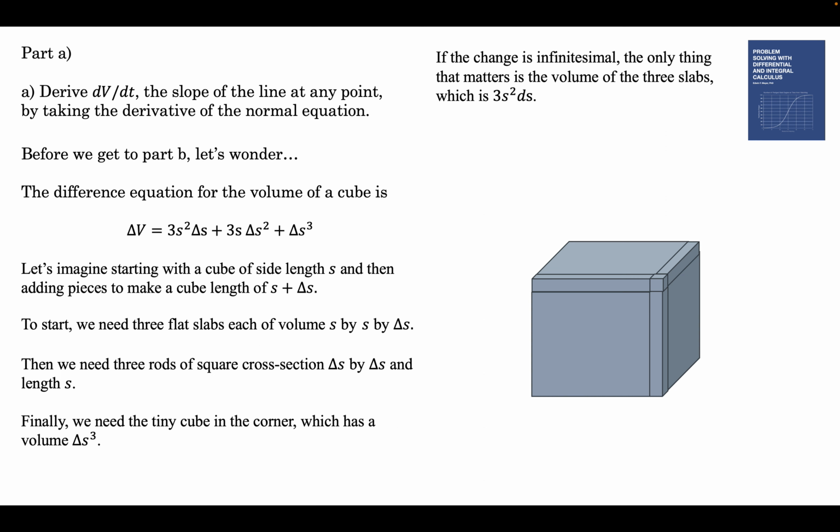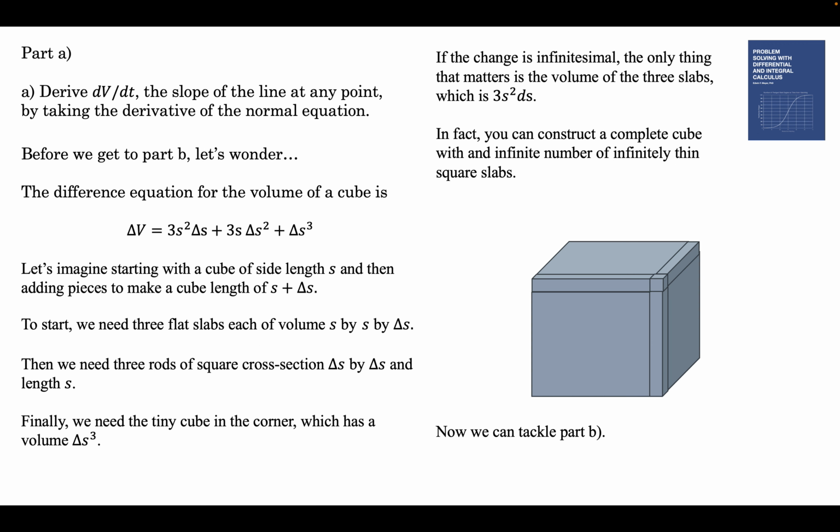If the change is infinitesimal, then all you need is the 3 slabs, which is 3S squared delta S. So you can construct a complete cube with no gaps with an infinite number of infinitely thin square slabs. That is, the integral of 3S squared dS is S cubed. Now, if you say, well, there's going to be some gaps in there, well, yeah, if you're imagining a finite number of infinitely thin slabs. You need an infinite number, and then there's no gaps. Okay, now we can go to part B.